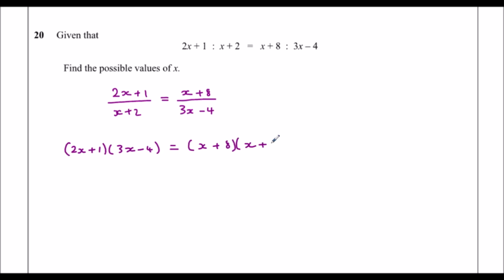Now we can get rid of the fractions by multiplying both sides by x plus 2 and multiplying both sides by 3x minus 4. So that will give us 2x plus 1 times 3x minus 4 equals x plus 8 times x plus 2. Then again we're expanding brackets. So 2x times 3x is 6x squared. 2x times negative 4 is negative 8x. 1 times 3x is 3x. And 1 times negative 4 is negative 4. On the other side, x times x is x squared. x times 2 is 2x. 8 times x is 8x. And 8 2s are 16.